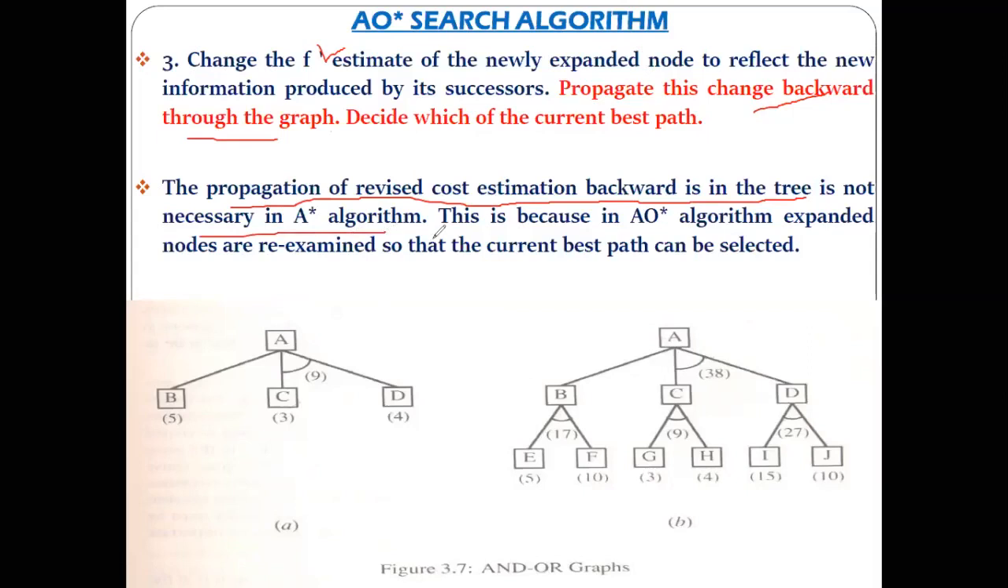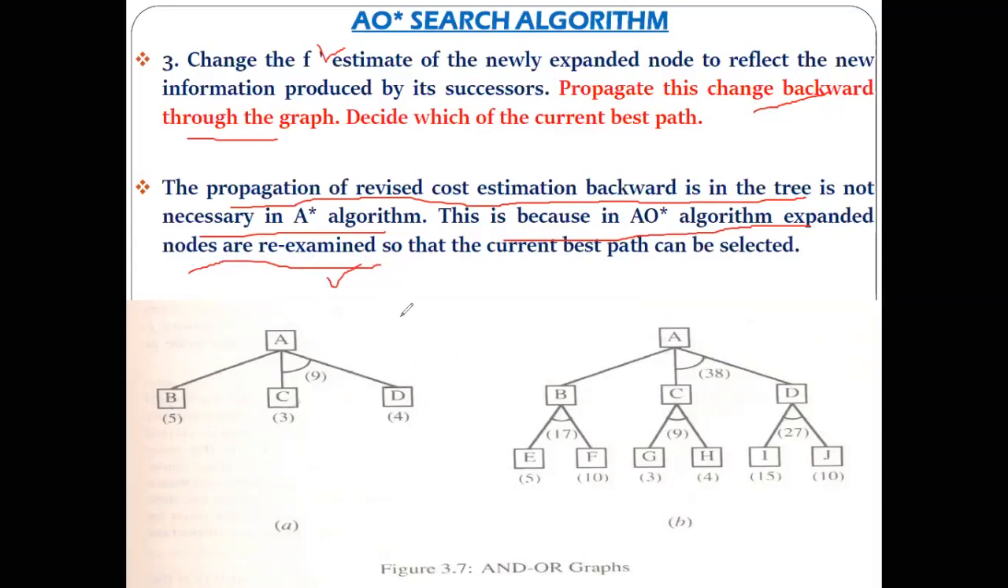A star algorithm madhe apan value backward propagate karto ka? Nahi. But that has to be done in case of the AO star, that we'll see how it is being done. And this is because in AO star algorithm, once nodes are expanded, we need to do the re-examination. That is the one important point here.